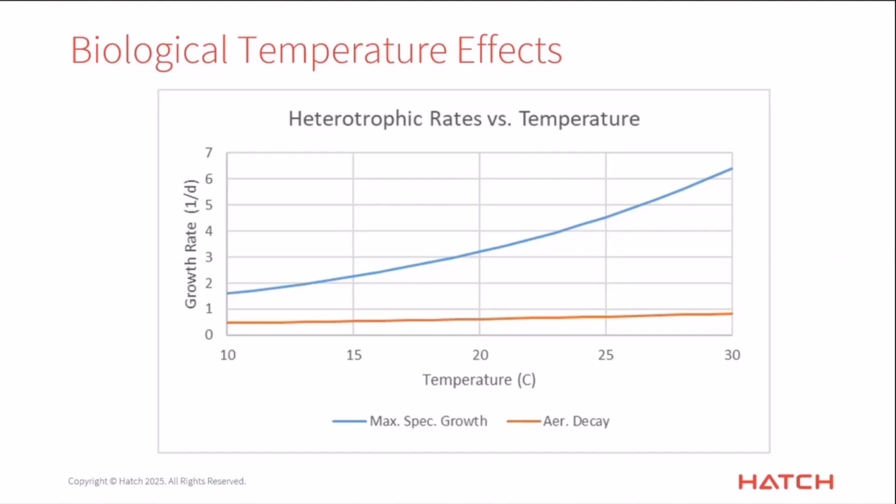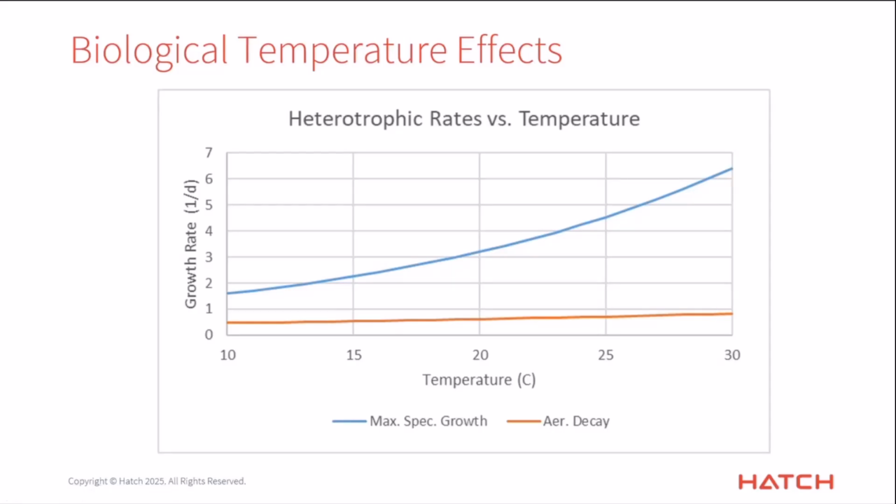So what I've plotted here is the heterotrophic maximum specific growth rate in blue and the aerobic decay rate in orange there versus temperature. Now what I'm plotting here is just the value of the temperature corrected coefficient. So that gets applied in the model, and then a whole bunch of other stuff is multiplied by this. But for the most part, you can see here that, of course, as we go to higher temperatures, we get higher values of the growth rate and higher values of the decay rate. And we can see here that the growth, of course, grows faster than the decay does. So that's, of course, normal.